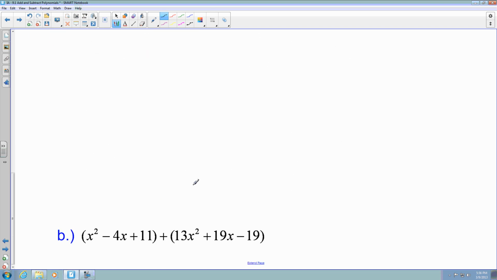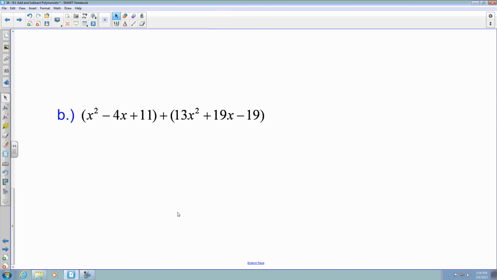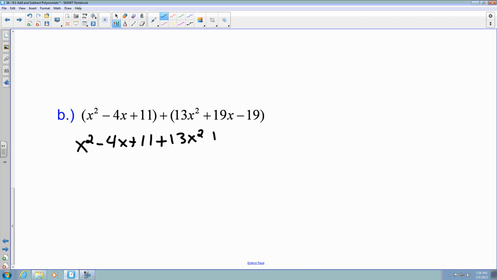If I look at B here, I have x squared minus 4x plus 11 plus 13x squared plus 19x minus 19. So again, I'm just going to rewrite it without the parentheses. And since it's adding, I treat that second parenthesis as is. So that was a positive 13, so that's going to be plus 13x squared plus 19x.